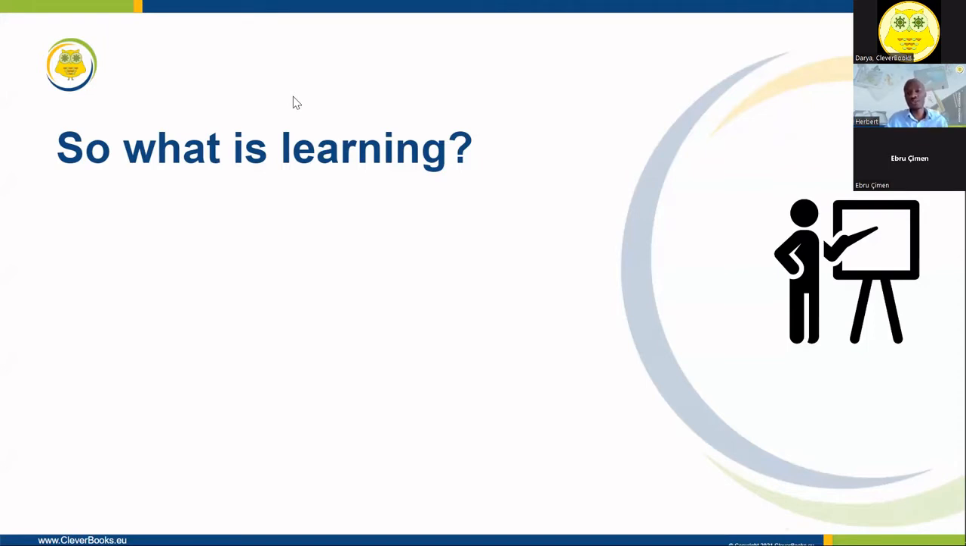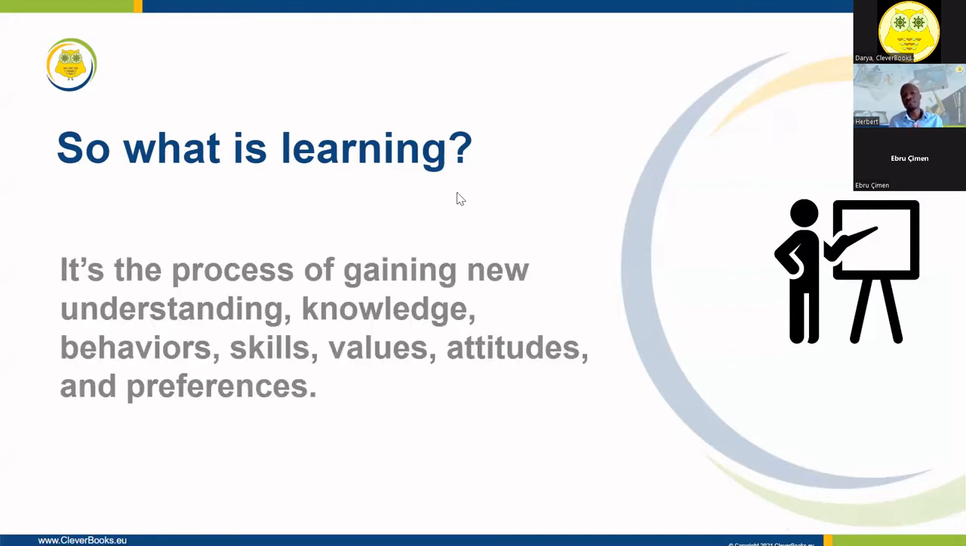Awesome. So for anyone else who's wondering what exactly is learning, I'm going to show you here what the definition of learning is. Learning is a process. That's the first step, process, and then gaining new understanding, knowledge, behaviors, a very important word, skills, a very empowering thing, and then values, something very precious, attitude, something very important as well, and preferences. So learning is a process of gaining new understanding, knowledge, behavior, skills, values, attitude, and preferences.